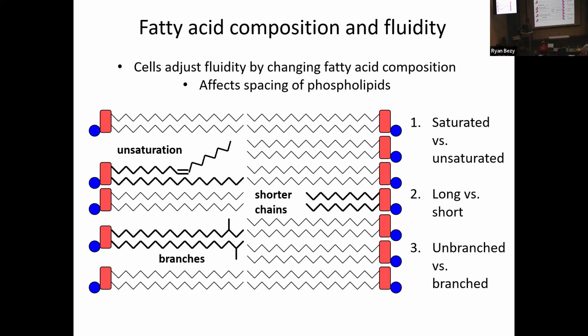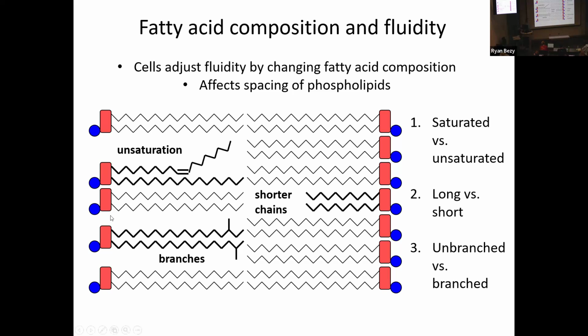Cells adjust membrane fluidity. And again, fluidity doesn't mean liquid. Fluid is a property of liquids. Liquids are malleable. They don't have a set shape. They're fluid. They're moving. Okay? Cells adjust their membrane fluidity by changing the fatty acid composition of their membranes. And as they change the fatty acids, it affects the spacing of the fatty acids.